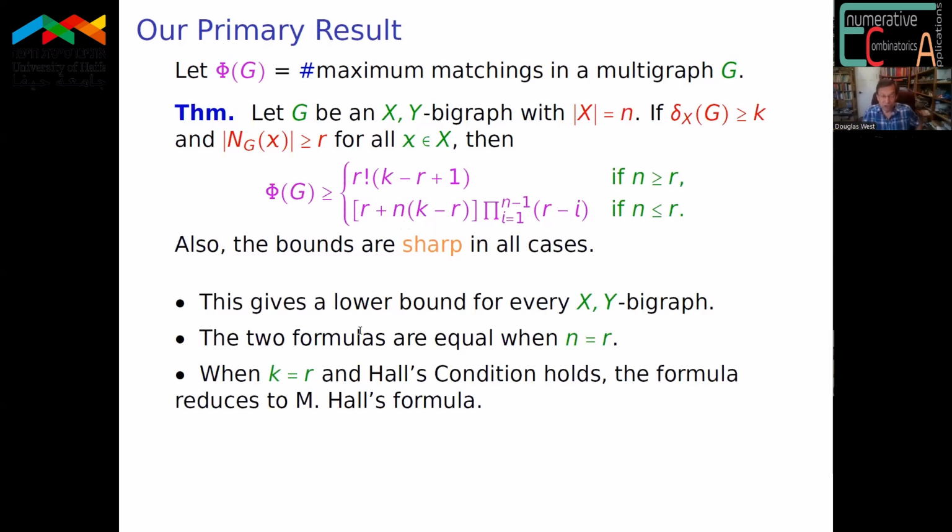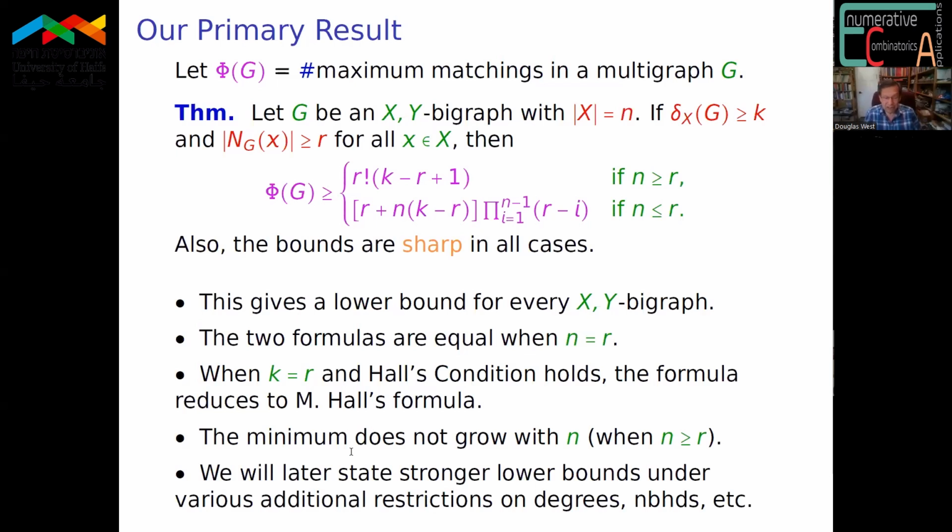When K is equal to R and Hall's condition holds, then the formula just reduces to Marshall Hall's formula. Then we have R factorial if n is at least R, and this term goes away when K equals R, when n is at most R. Again, we'll get the falling factorial that Marshall Hall's formula was providing. Another interesting thing to note is when you start to make the size of X very large, but you keep these conditions the same, the lower bound on the number of maximum matchings doesn't increase, doesn't depend on n at all, which is perhaps a little surprising.